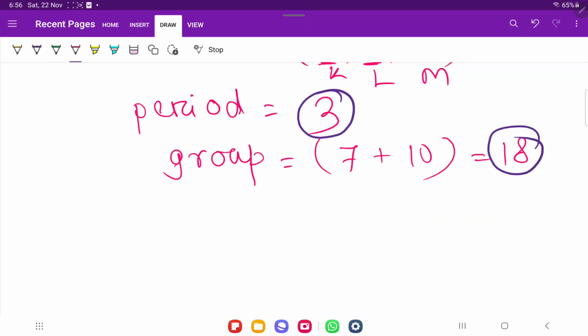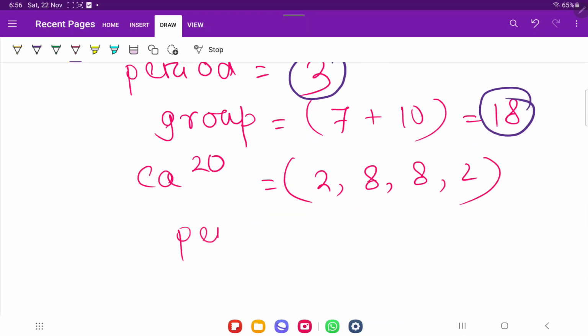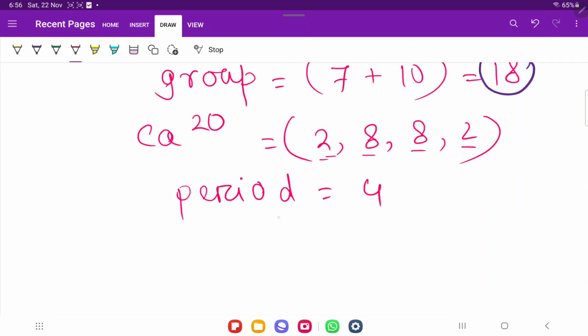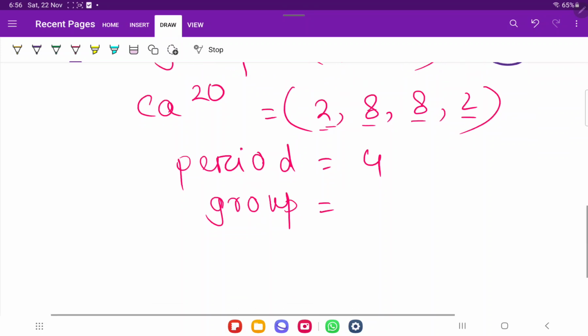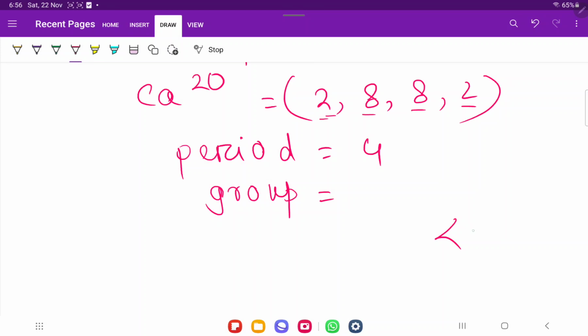Take the example of calcium, which has a total of 20 electrons. First we get the electronic configuration, which is 2, 8, 8, 2. Here the period will be 4, because 4 shells are present. Now see how to get the group in this case. If the number of electrons in the outermost orbital is less than 3, you need not add 10. So here the group will be 2 only.